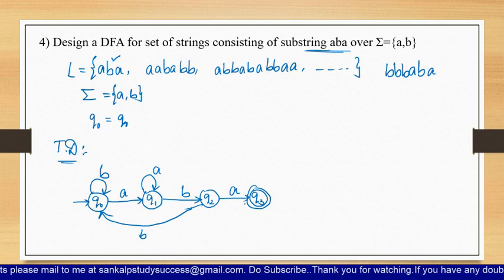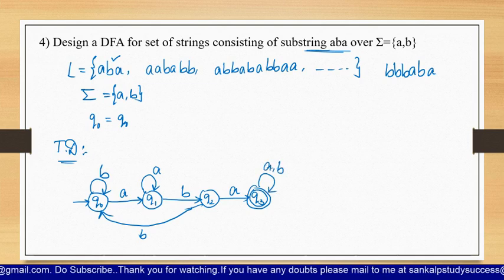So in this way you have to think and move from one state to another state. And also for Q3, here we are done with the substring ABA. Before the substring ABA, you can have any number of A's and B's, and after the substring ABA, you can have any number of A's and B's. So you can consider a self loop with A comma B. So this is the transition diagram.